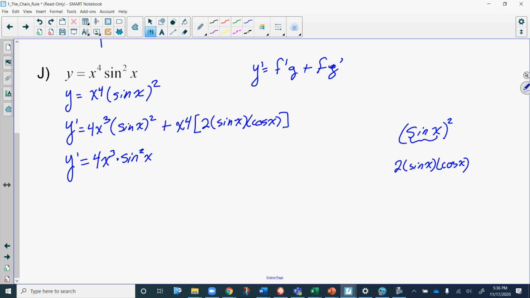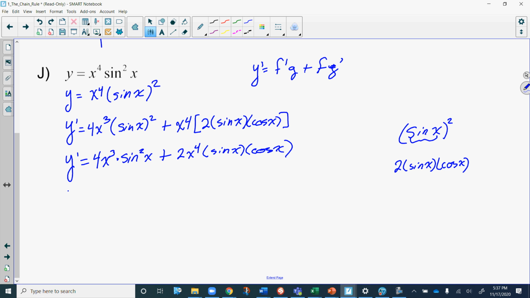And on the right side, we can multiply through a little bit. We can multiply the 2 to the x to the fourth. So that would be 2x to the fourth times sine of x times the cosine of x. And let's see, we do have some like terms that we could take out. So again, numerically, this is where I would stop for sure on a free response question.